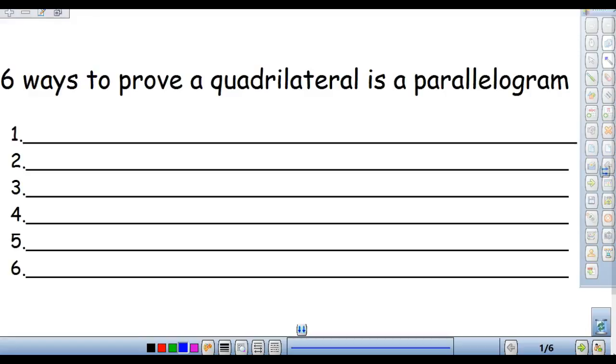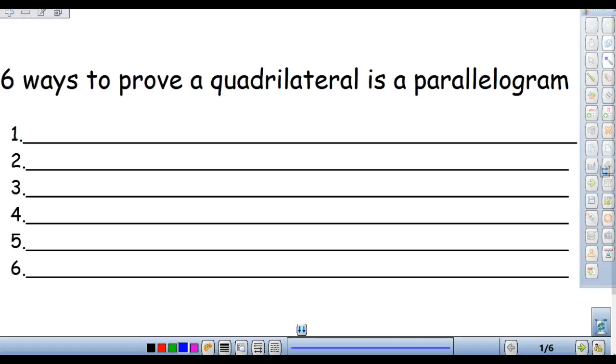I would write these on the back of your red book. Label it ways to prove a quadrilateral is a parallelogram. Okay, so it includes the 5 properties of a parallelogram.